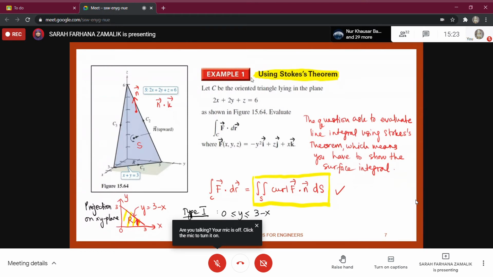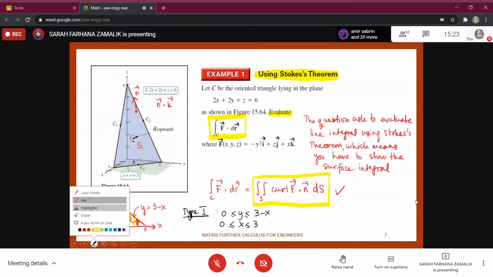Let's see a bidder-oriented triangle lying in the plane as shown in the figure. Evaluate. So what does this question ask for? What form is this? Line integral. Yes, line integral. So by using Stokes Theorem, when the question asks for a line integral, written like this, evaluate line integral, then when you evaluate, you have to show the double integral, the surface integral. That's why I wrote here, the question asks to evaluate line integral using Stokes Theorem.